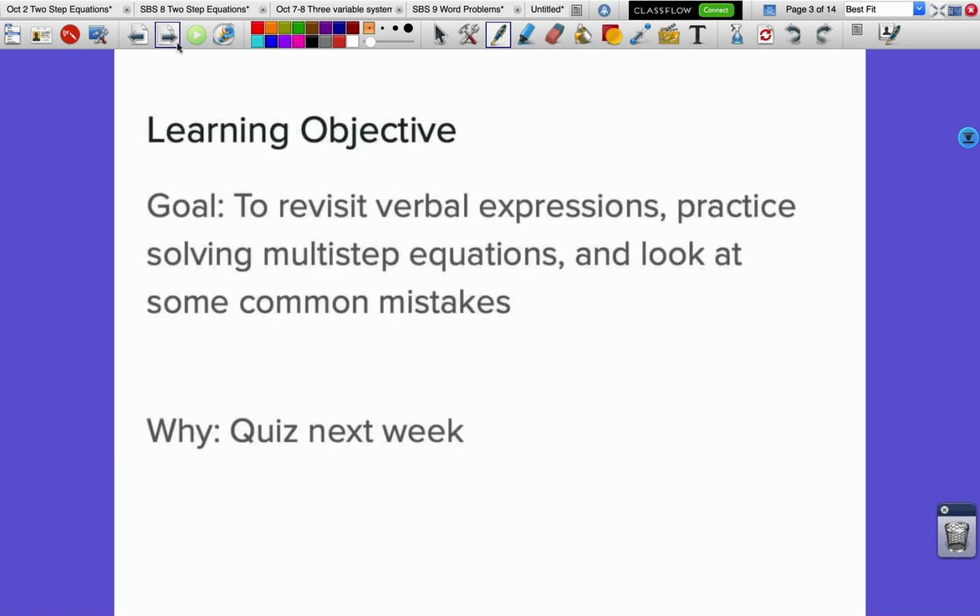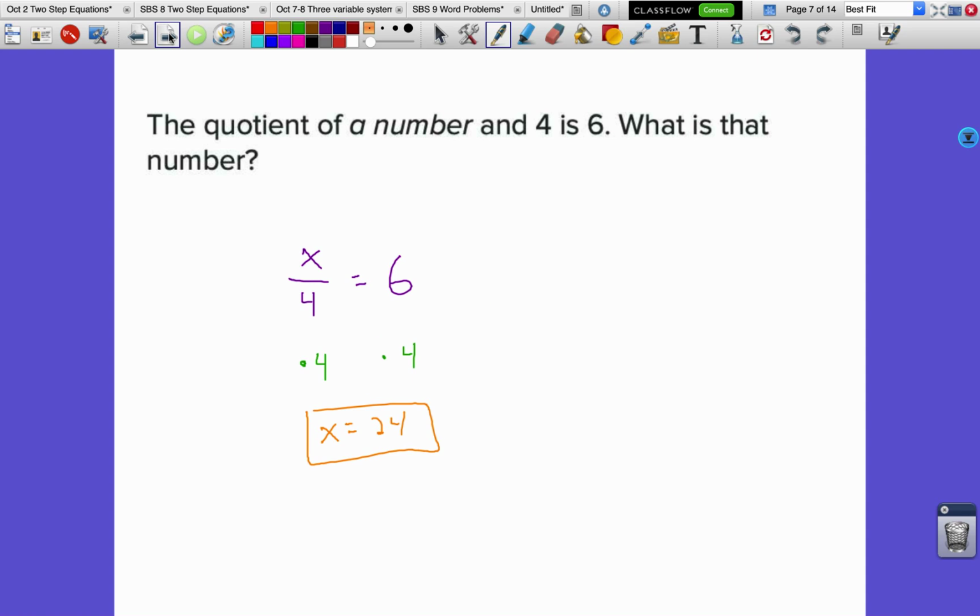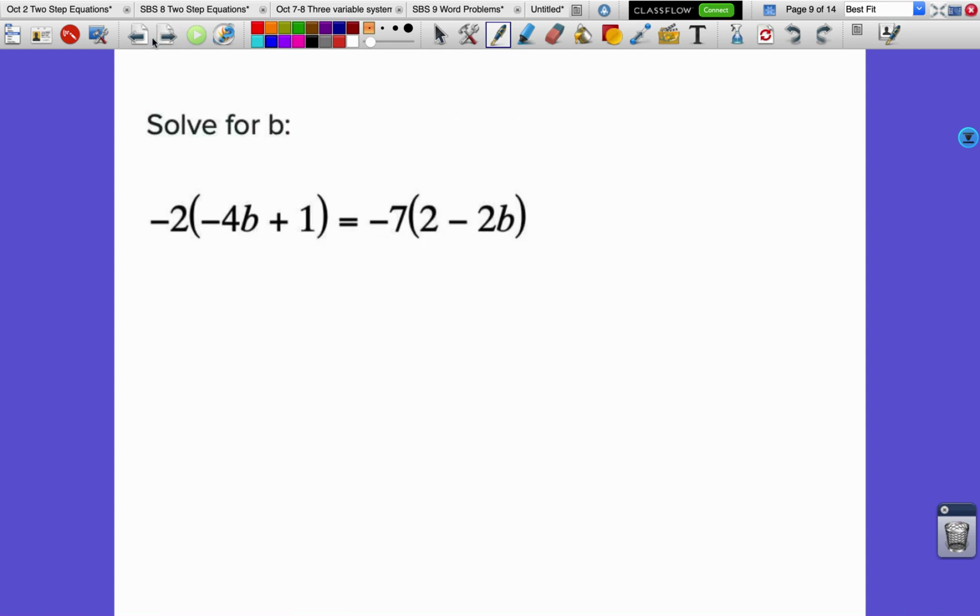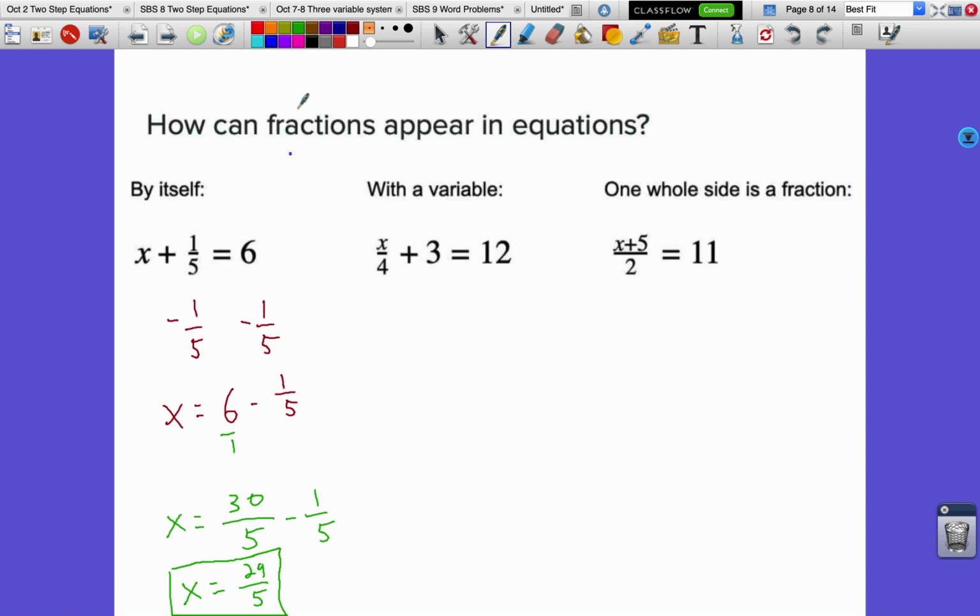Okay, good. I knew there was one more. All right, but I like improper fractions for answers to equations, so we'll just leave it like that. All right, with a variable. Here we want to save that fraction for last, so let's move the 3 first. And we get x over 4 equals 9. Now you can get rid of that over 4 by multiplying both sides by 4. And I get x equals 36.